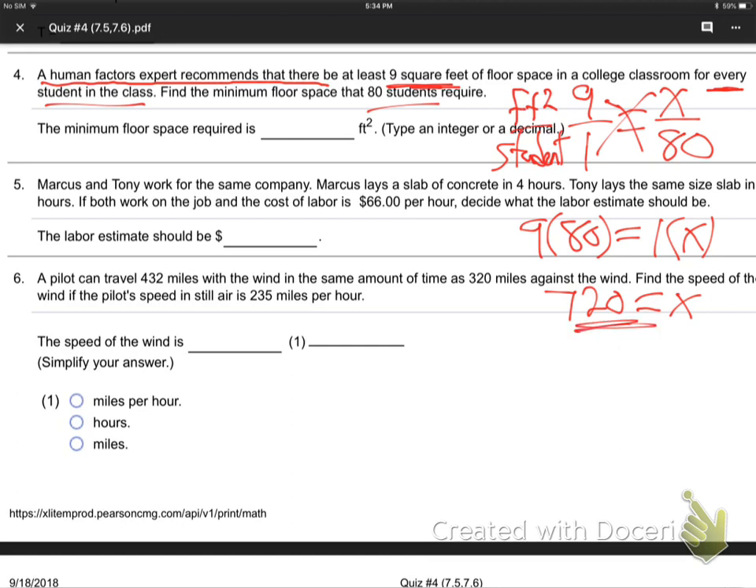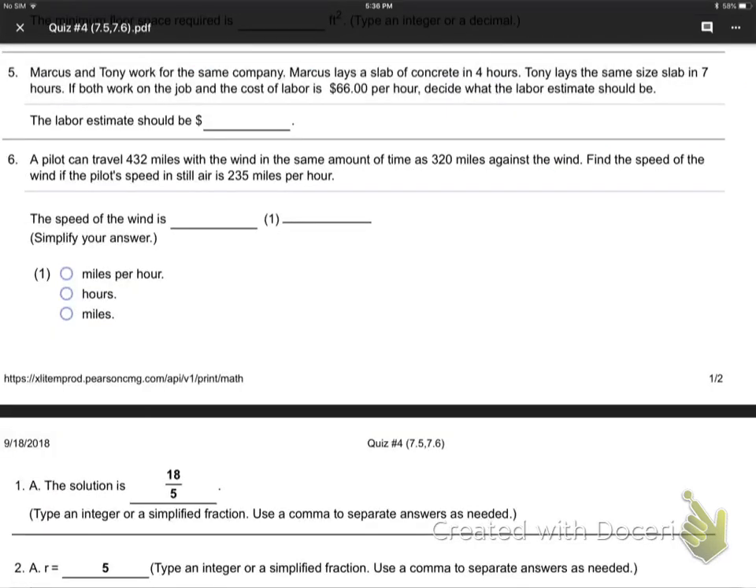You might have just read it and just known, hey, I just got to multiply 9 times 80 because there's 80 students and each one gets 9 square feet. And that's fine. That's totally fine. All right. Okay, number 5. I'm going to do number 5 down here. So number 5. Marcus and Tony work for the same company.